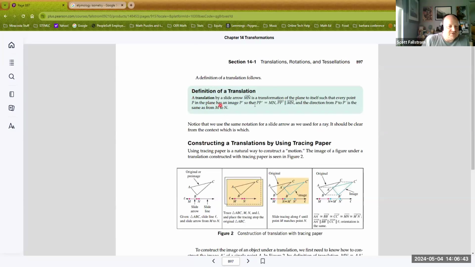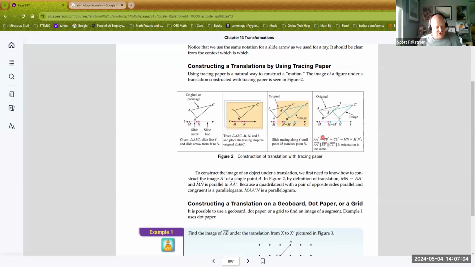So here's the official definition. Translation is a slide arrow. Even though it says MN, what we're saying is that the translation moves everything, like M moves to N. So we have that kind of image.